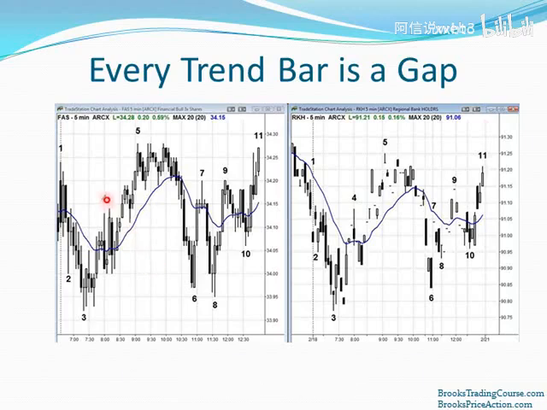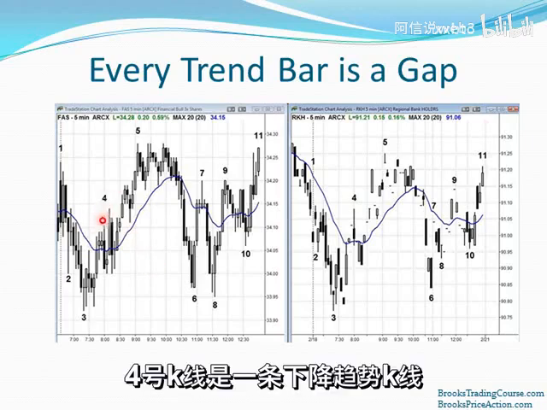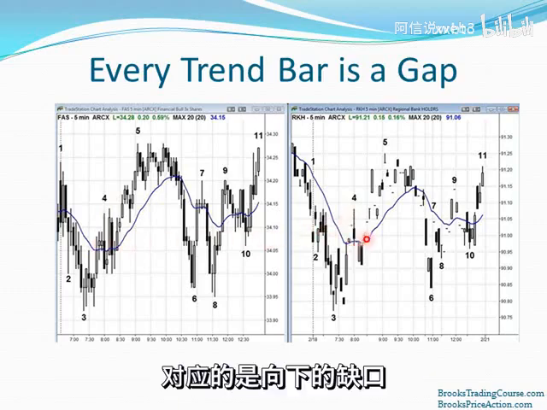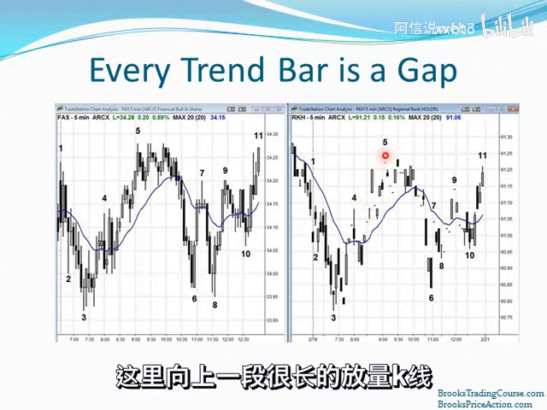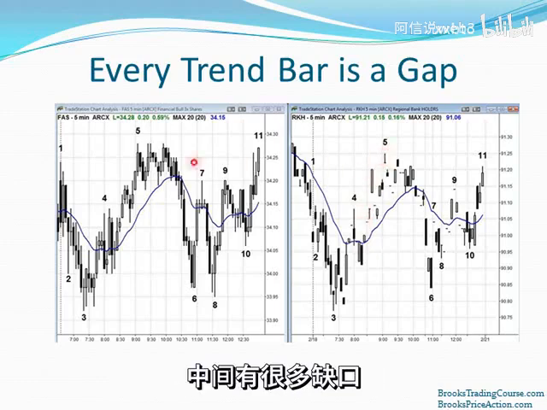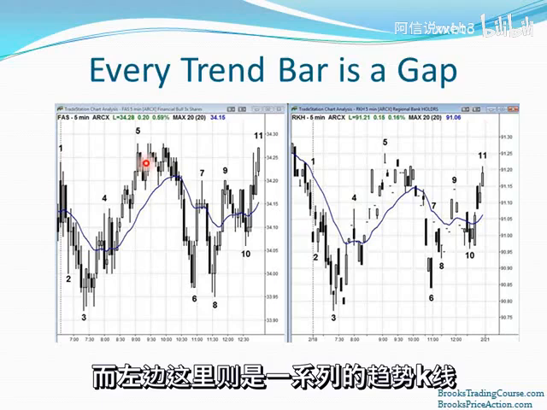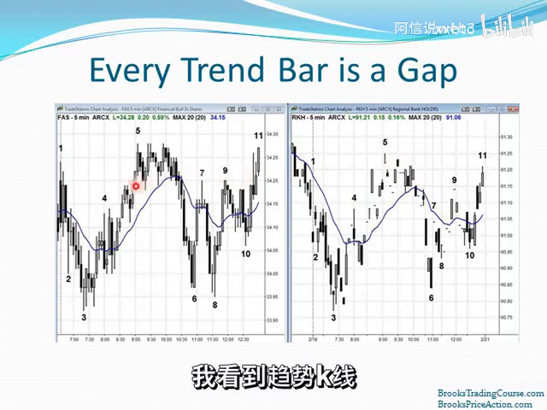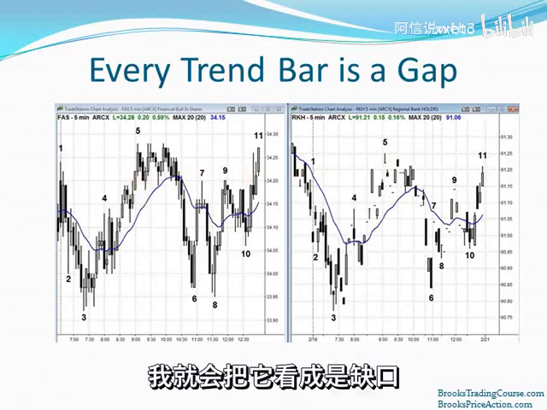Another example, bar 4 is a bear trend bar. Over here, bar 4, there was a gap down. Here we have a big bull spike up on the way to 5, many gaps. Over here it's a series of trend bars. So in my mind it's interchangeable, gaps and trend bars. Every time I see a trend bar I assume it's a gap.